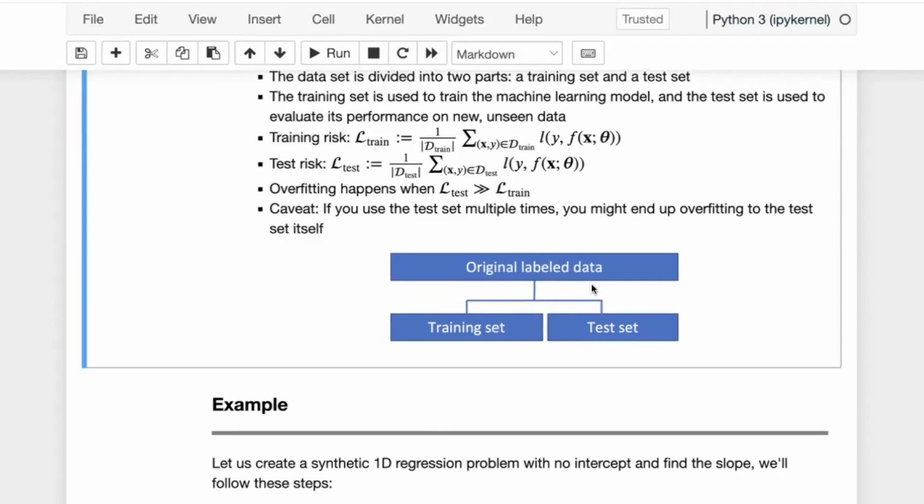So here we can illustrate this. You get your original labeled data, and you divide this into training and test set. One caveat here is that if you do this train test split and use the test set multiple times, you may actually end up overfitting to the test set itself.